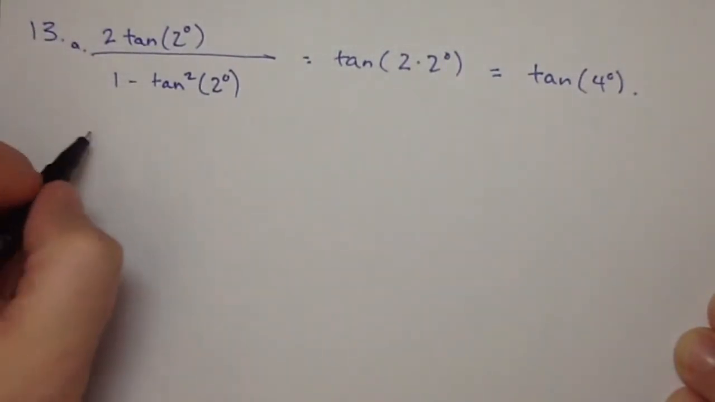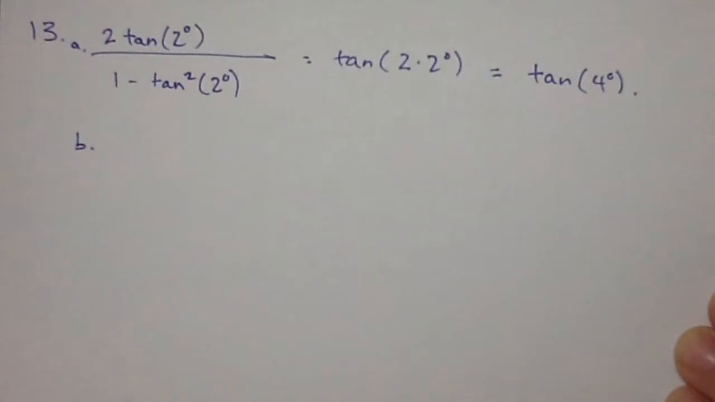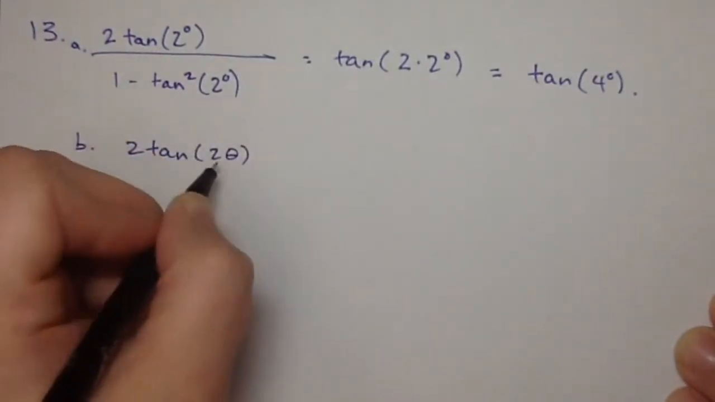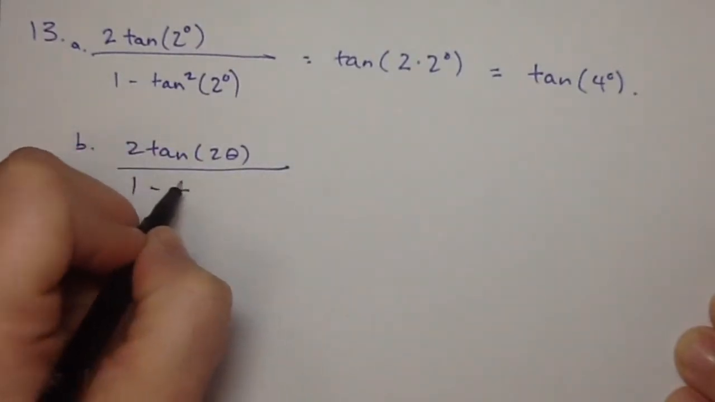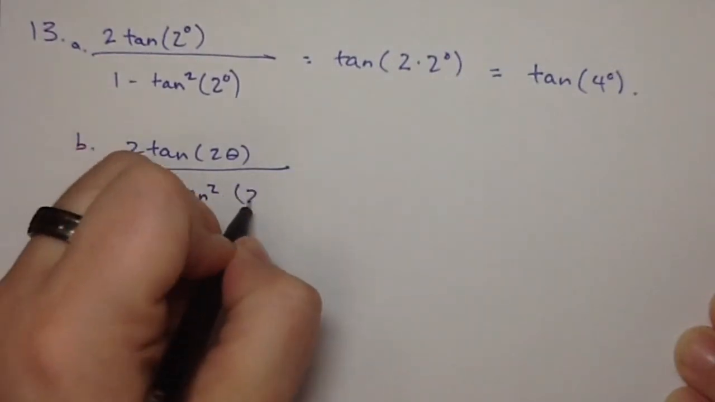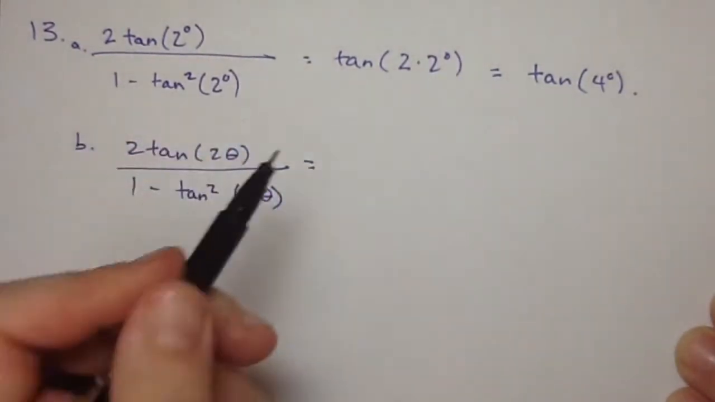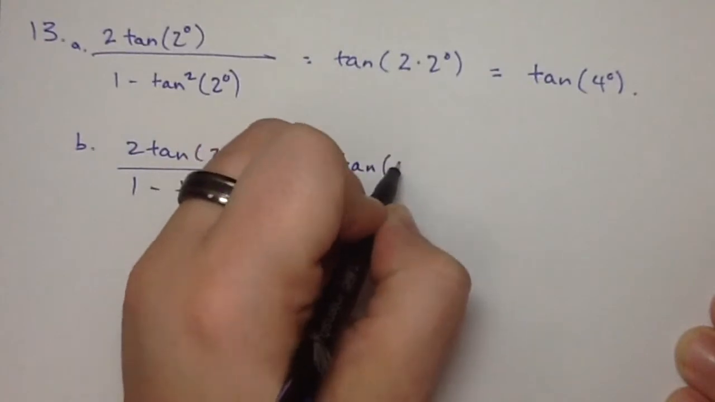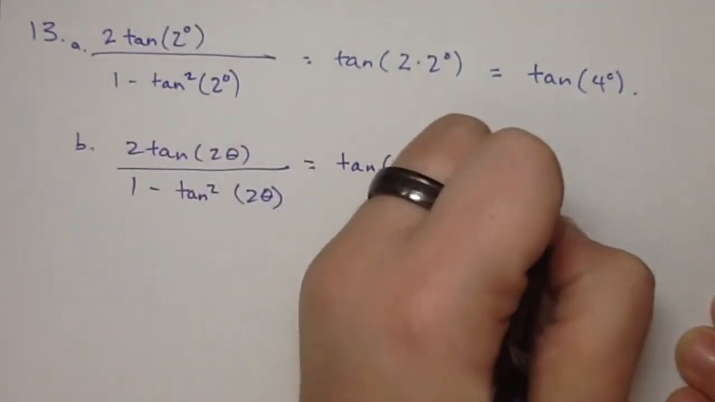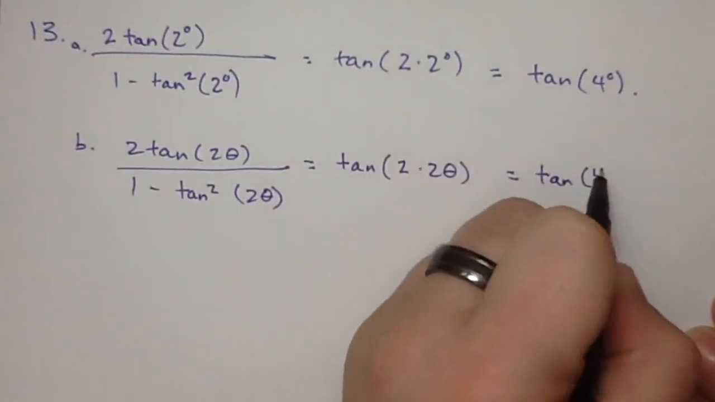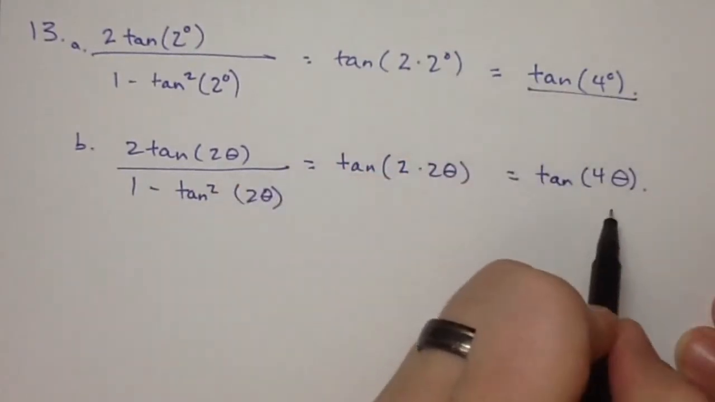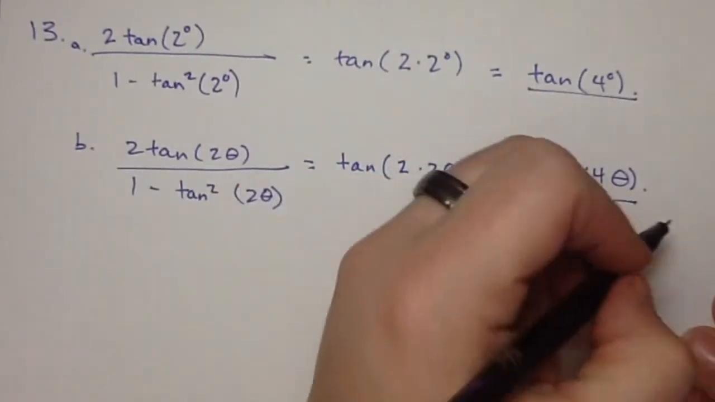That was part A. Part B asks, we've got 2 tangent of 2 theta divided by 1 minus tangent squared of 2 theta. By the same identity, this is tangent of twice the argument, which was 2 theta. So this is the tangent of 4 theta. All right, so that was problem 13.